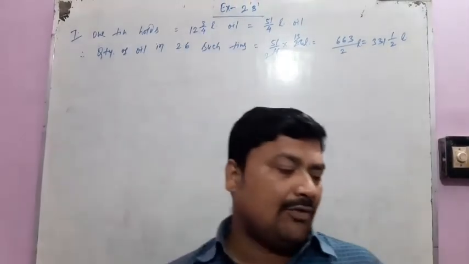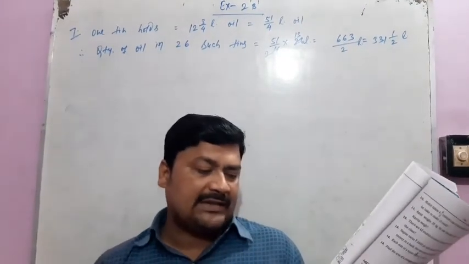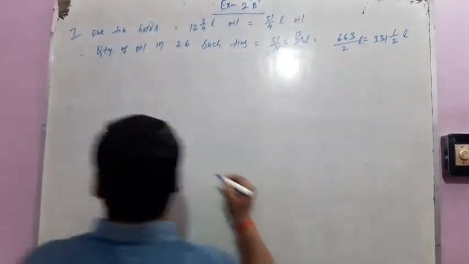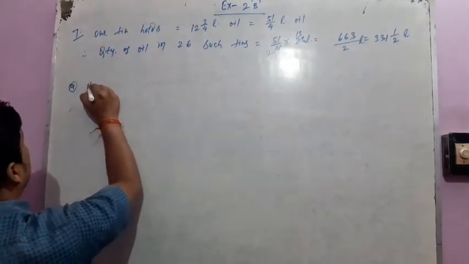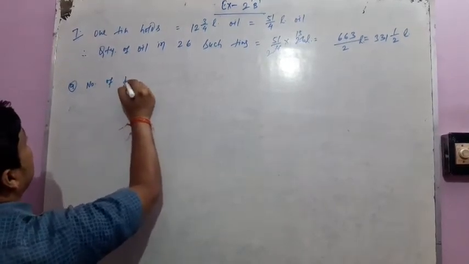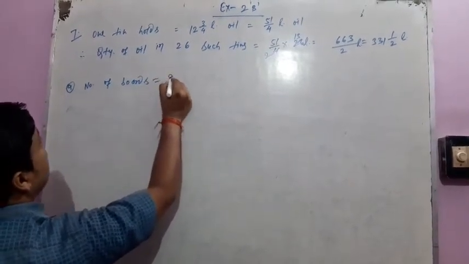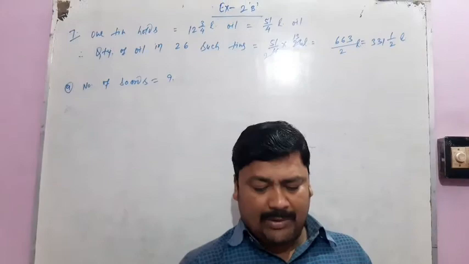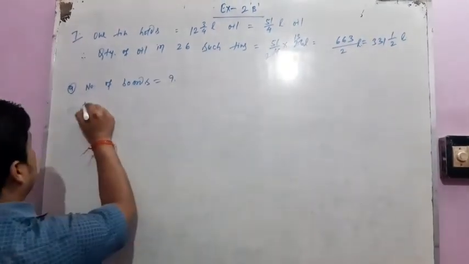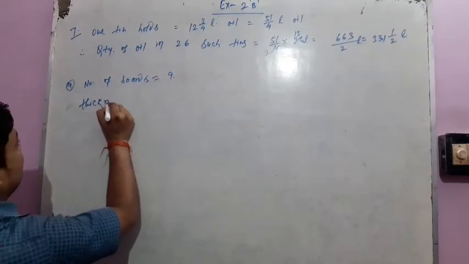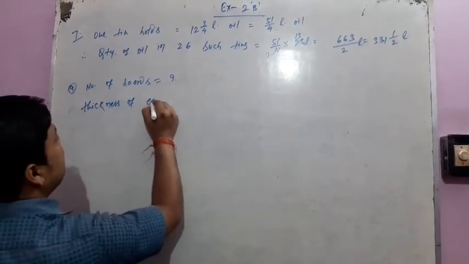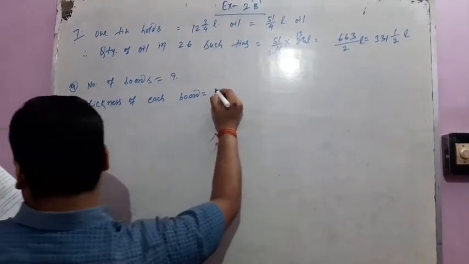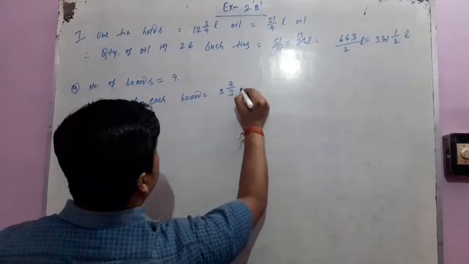Now we have to look here question number 9. 9 boards are stacked on the top of each other. 9 boards, number of boards here. In question number 9, the number of boards are 9. The thickness of each board is 3 whole 2 by 3 centimeter. Thickness of each board, that is 3 whole 2 by 3 centimeter.